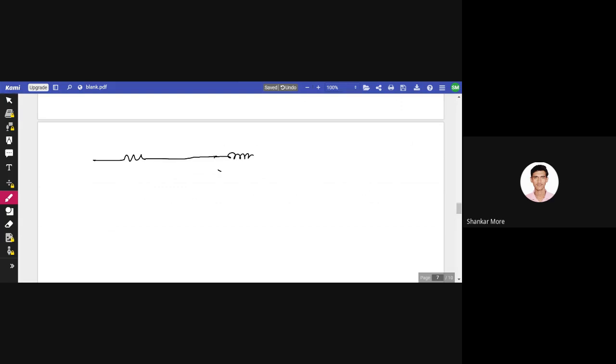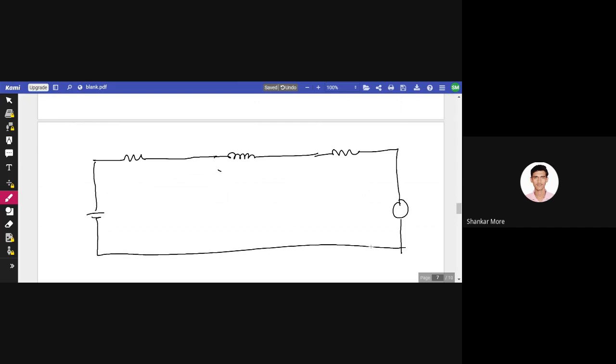Now this inductance is here. Again, this 4 ohm resistance is here. Then we have a current source. I'm not giving a value for anything as of now. Okay, so see, now this switch has closed. The time frame of zero has now passed and this switch is closed.